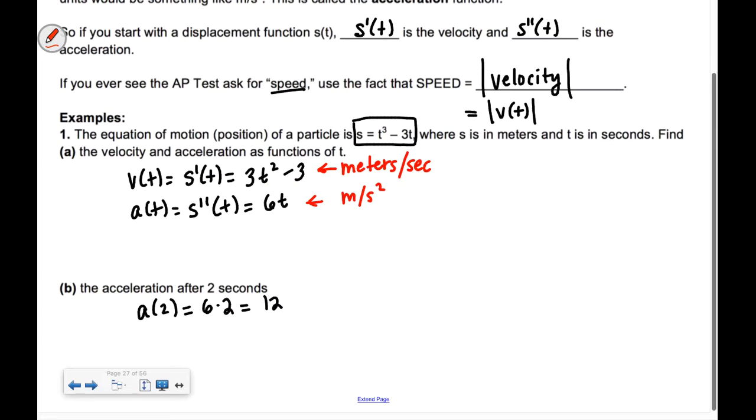I don't know why I wrote out meters. So acceleration is going to be meters per second squared. On the AP test, if you do not write your units, you often will not get the point for the answer.